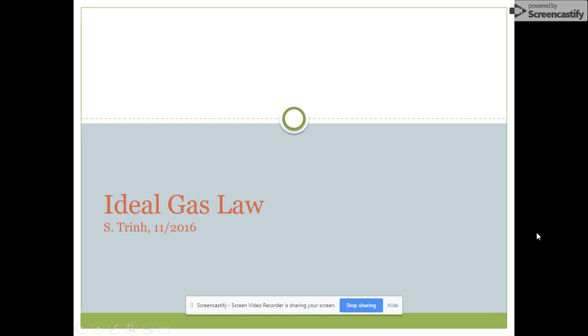Hey everyone, so these notes are on the ideal gas law. I'm going to go through the notes with you, go through 3 problems, and then you're going to try the rest of them on your own.